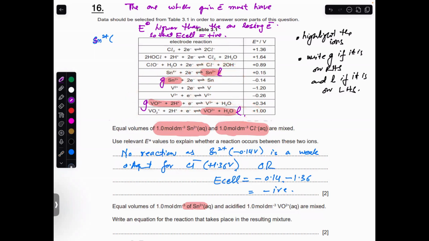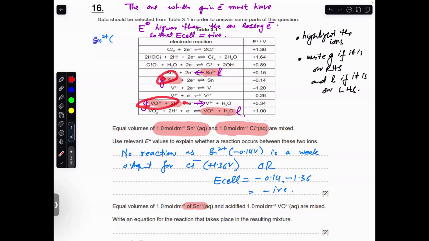So which one? This is larger E naught, 0.34. Look, this is minus, this is plus. So this one selected. Among these two, which one is small? This one is small. So this one will lose electron.